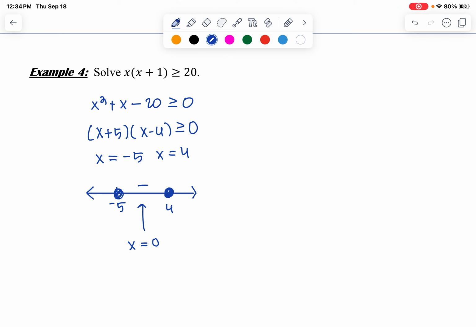And then if you look at your multiplicity, they're both odd. So as we jump over the 4, we're going to change signs. If we're going to jump over the -5, we're going to change signs. And now look at your inequality symbol. Your inequality symbol is greater than or equal to, so those are positive solutions. So I want these and these. So now I'm going to write my answer in interval notation. It's -infinity to -5, including -5, so I'm using a bracket, union, 4 to infinity.